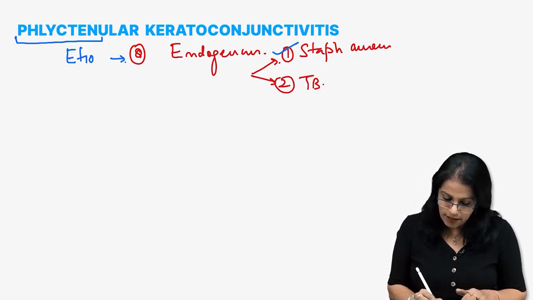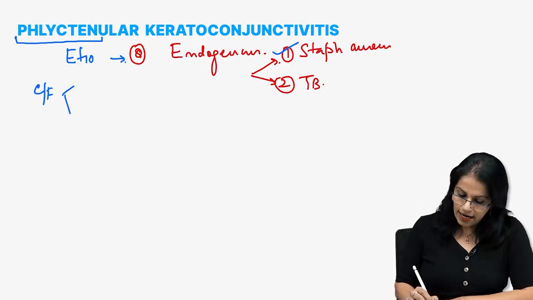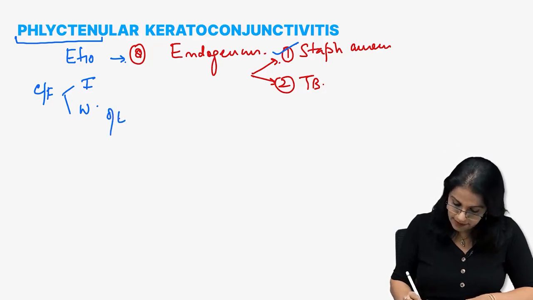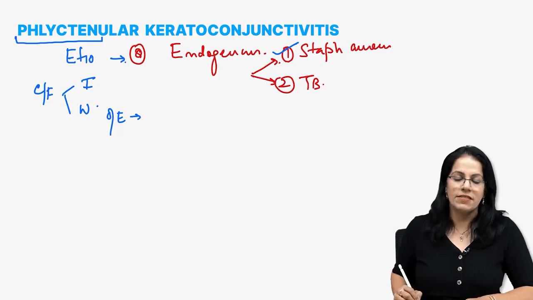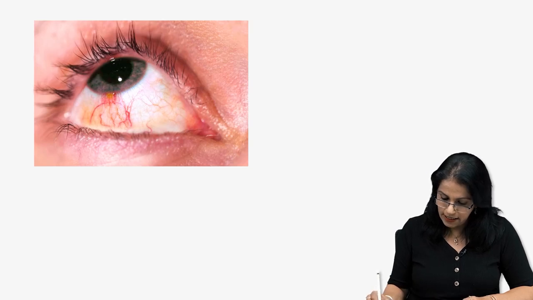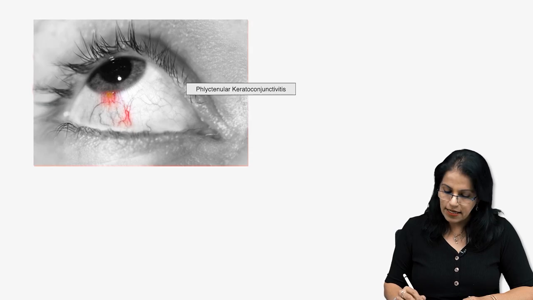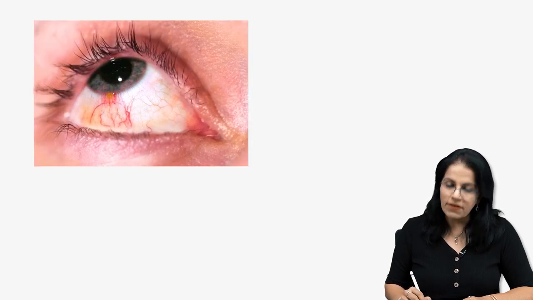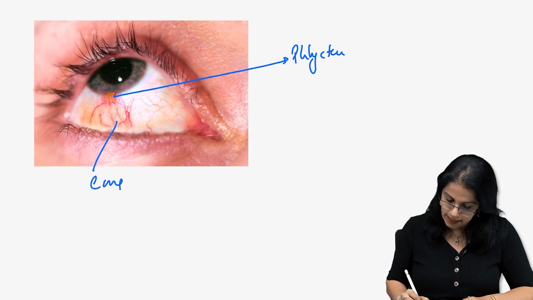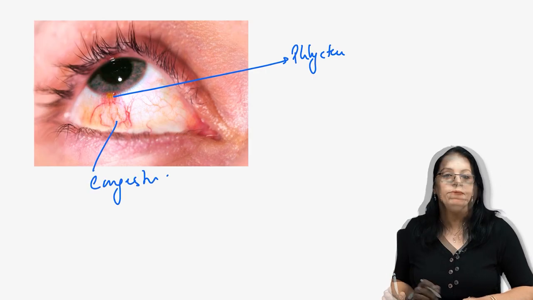Okay, what are the clinical features? We have already said: itching and watering. This is how this patient will present. When I examine the patient, what do we see? This is important. Look here. This is the nodule of phlyctenule near the limbus. You can see that, and of course conjunctival congestion. So I can see this phlyctenule and I can see conjunctival congestion. This is generally the on-examination finding.